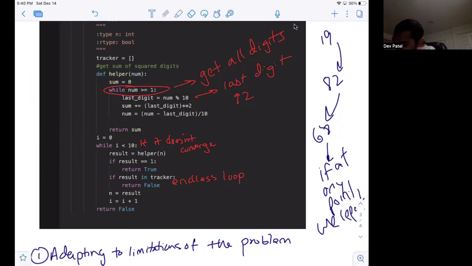And so the tracker is how we keep track of the sum of the squared digits. If the result is in the tracker, then we're going to result in an endless loop, and so then we'll return false. It's not a happy number. And if our result is ever 1, we're going to return true. We're going to do this around 10 times. So if in 10 iterations we don't return true or false, we're just going to return false.